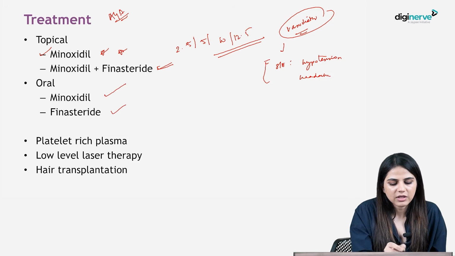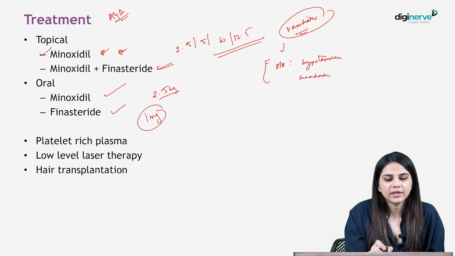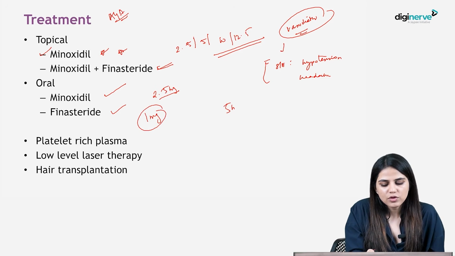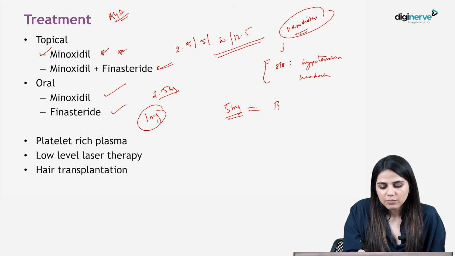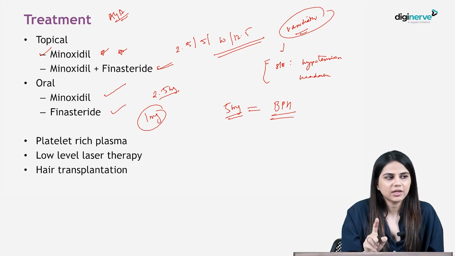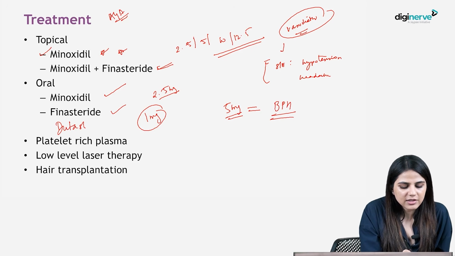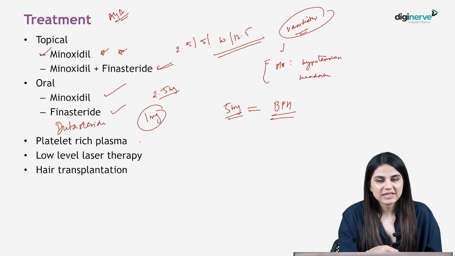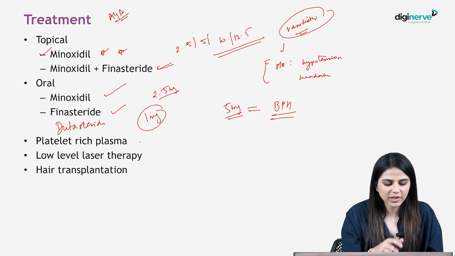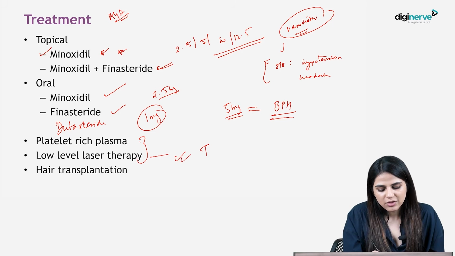Oral minoxidil and finasteride also are available. Oral minoxidil in the dosage of 2.5 milligram and finasteride here is used as 1 milligram. The FDA approved dose of finasteride, which is a 5-alpha reductase inhibitor, 5 milligram is for benign prostatic hyperplasia. Remember that 1 mg is used for hair loss. The other 5-alpha reductase inhibitor, the newer one, is dutasteride. Platelet-rich plasma, low-level laser therapy and hair transplantation also can be used. PRP and low-level laser therapy is used for telogen effluvium also.